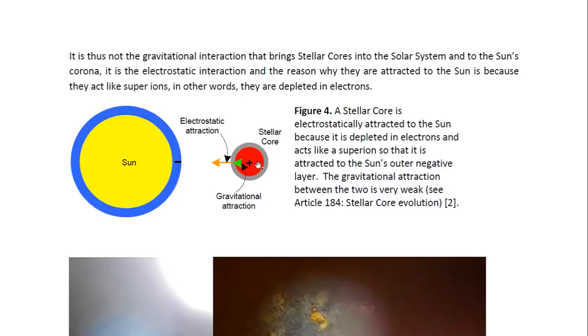It's basically a positively charged object, which is then electrostatically attracted to the sun's outer negative layer. And this is therefore what brings them to the sun. So this means that stellar cores are depleted in electrons. They are like super ions.